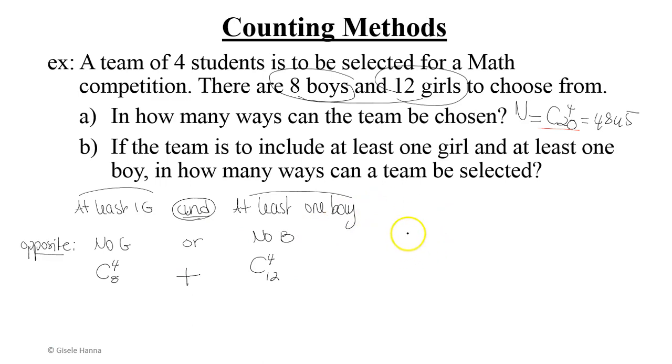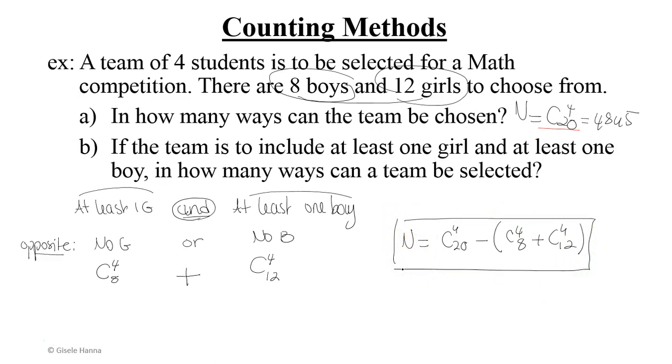So here, to answer our question, the number of ways we can in fact include at least one girl and at least one boy would be the total, which is 4,845, or a combination of 4 out of 20, subtracting the combination of 4 out of 8 plus combination of 4 out of 12. This way, evaluating this on your calculator, you'd be finding the number of teams that would actually be formed of at least one girl and at least one boy.